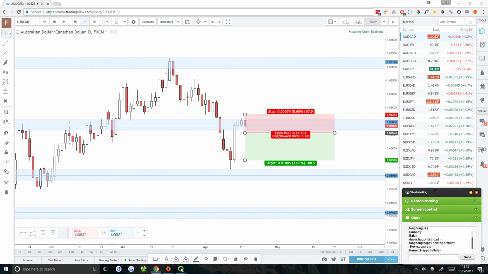After the daily closes, what we want to see is a push down, breaking below this low, and then we might be able to get in for a short trade, possibly short reversal trade. We'll see how it goes.